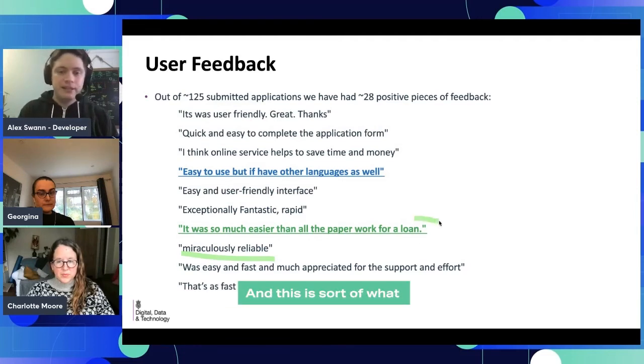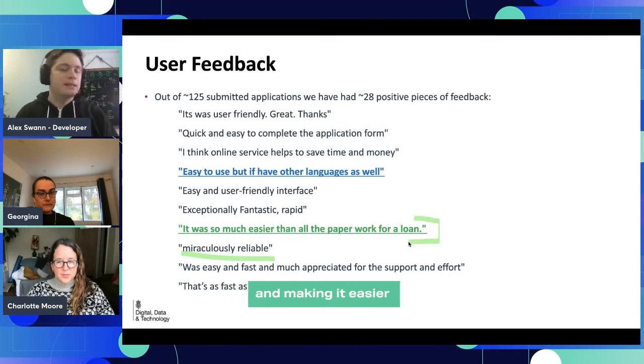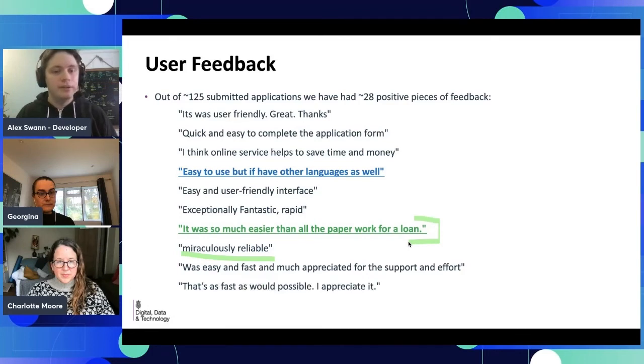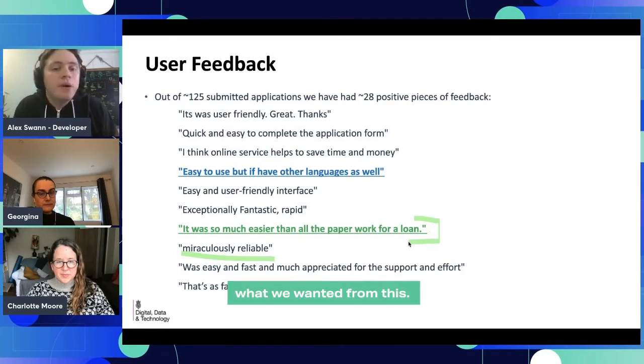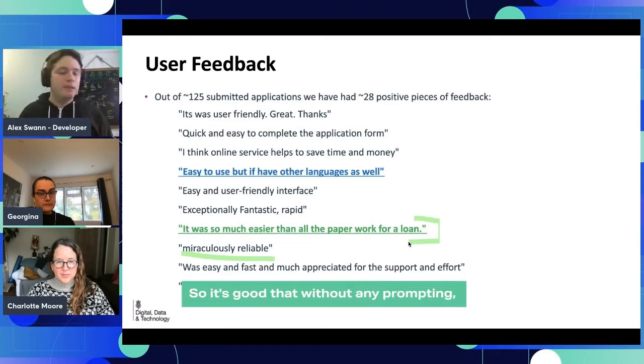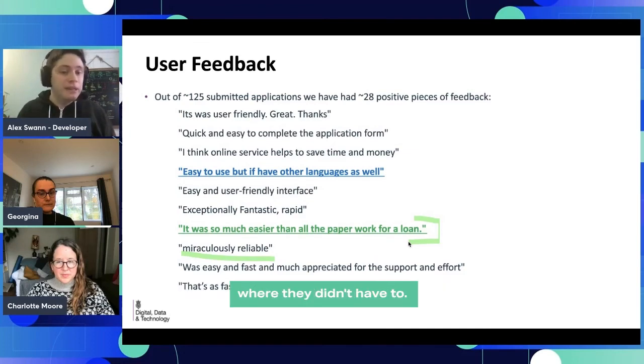And this is what we've been trying to achieve by digitizing the service, making it easier than the paperwork for the loan. That's exactly what we wanted from this. So it's good that without any prompting, someone has said that in the feedback where they didn't have to. But it's not all perfect.